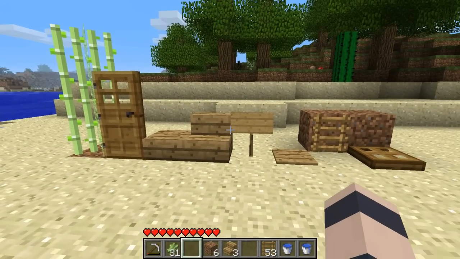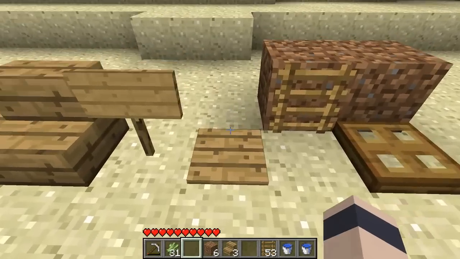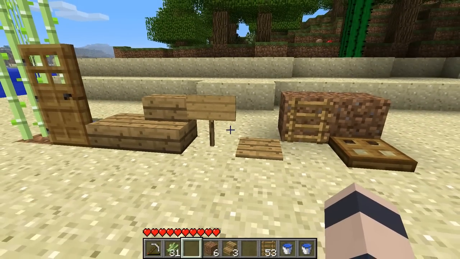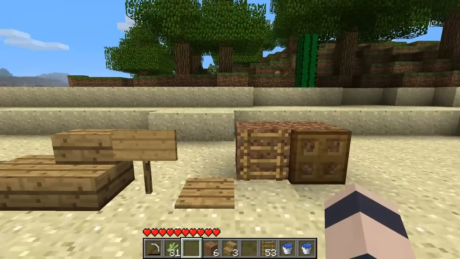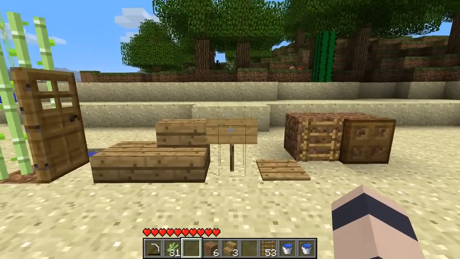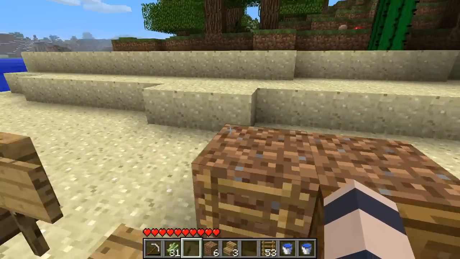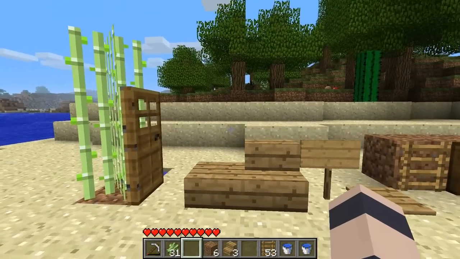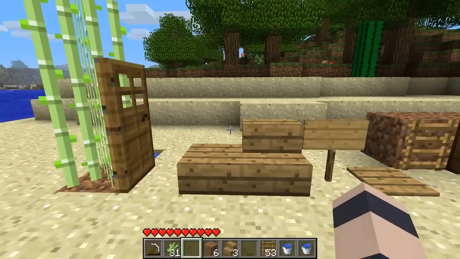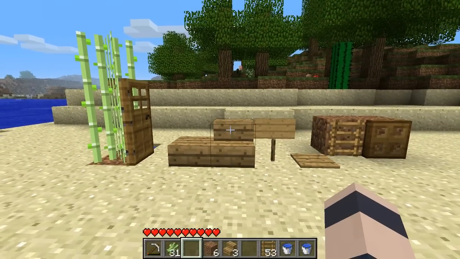And lots of these things double in function. Pressure plates can activate redstone. Doors and trapdoors are affected by redstone. You can climb up ladders. Signs can tell you things. And you can walk up these, and so on.